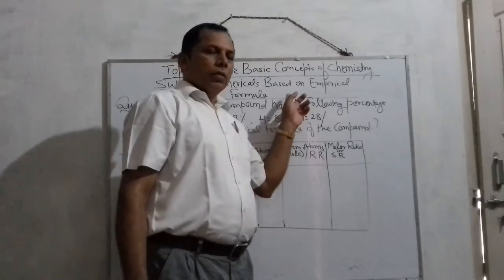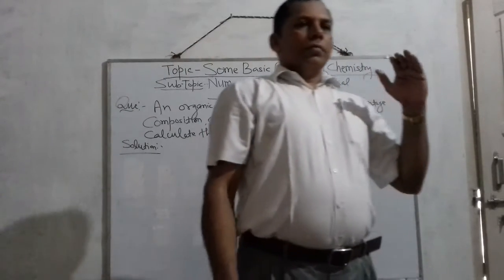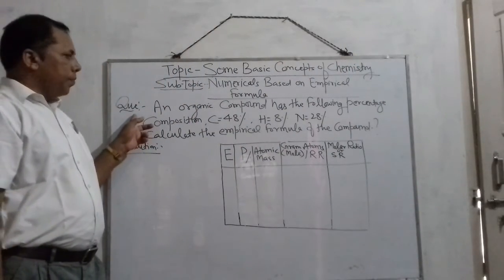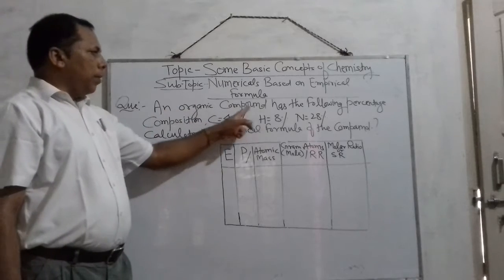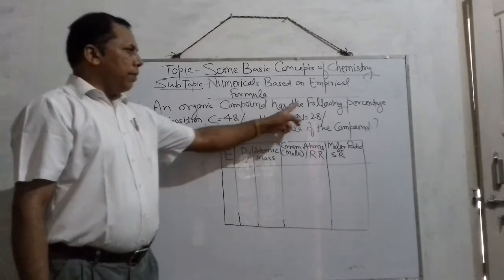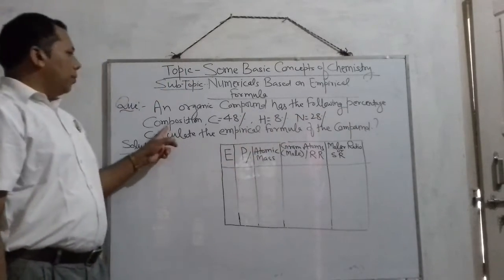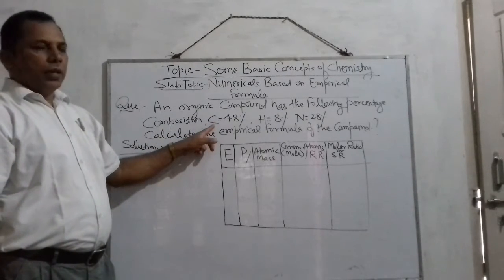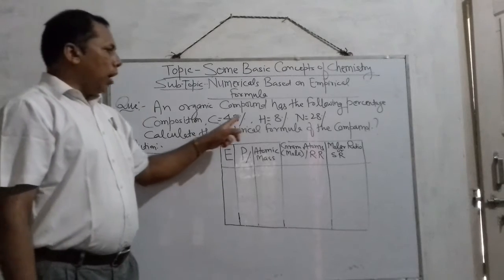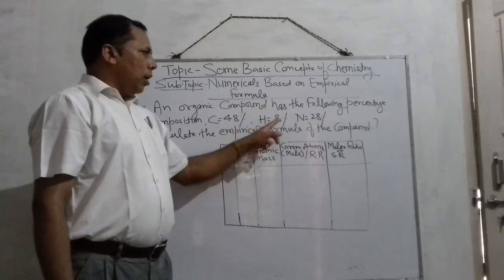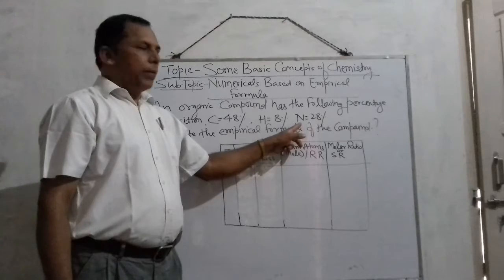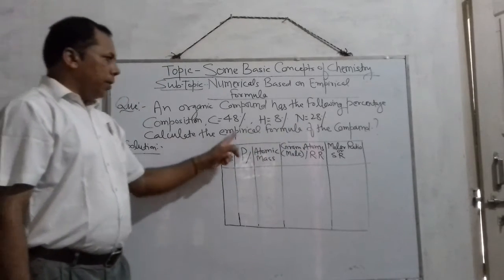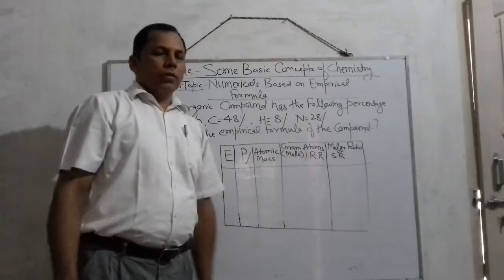Okay, student? And the question is: an organic compound has the following percentage composition, in which the percentage of carbon is 48%, hydrogen is 8%, and nitrogen is 28%. Then calculate the empirical formula of the compound.